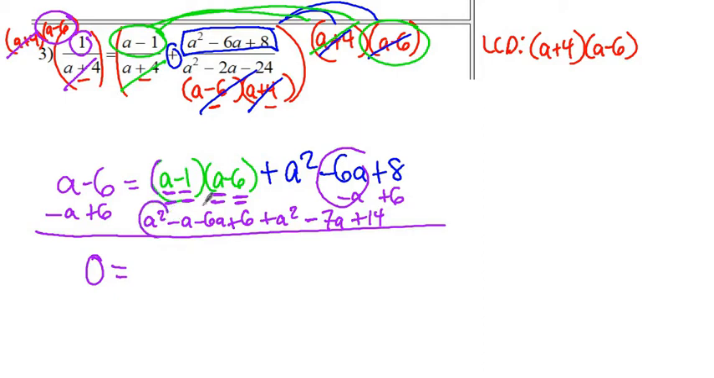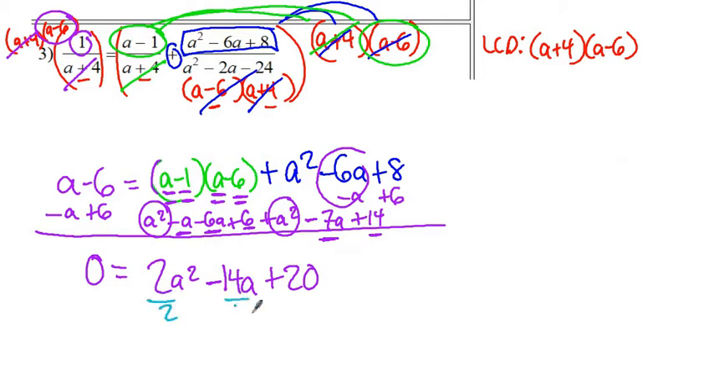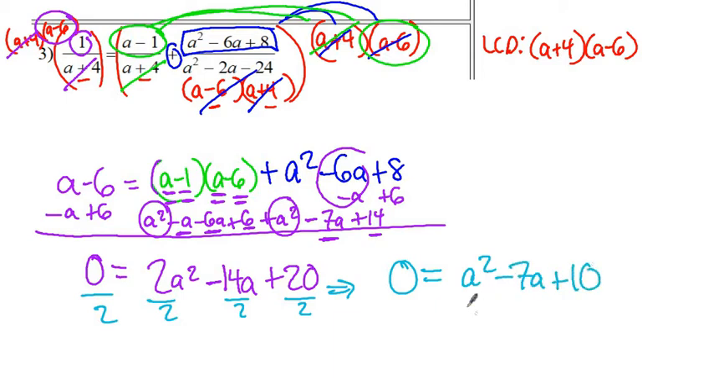So let's simplify this. We have a squared plus another a squared would be 2a squared. We have minus a minus 6a, that's minus 7a, minus another 7a right there is minus 14a. And then 6 plus 14 is 20. Now you might look at that and say, well, we'd have to factor using the swing method or something similar, but we don't, because all of these numbers are divisible by 2. So let's just divide them all by 2. So we get 0 equals 2a squared divided by 2 is right there. 14 divided by 2 is 7. And 20 divided by 2 is 10.